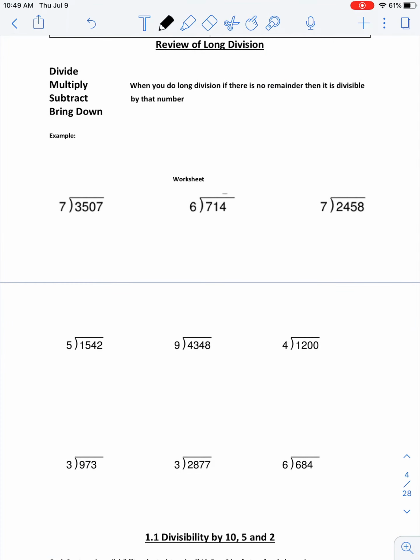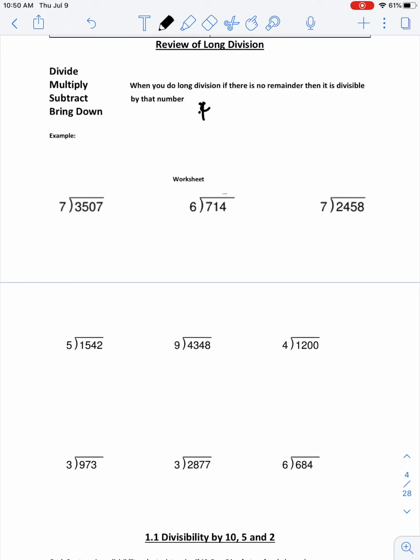Hello, this is lesson 1 of number relationships. I am going to start off first with a review, and then we'll get into the divisibility rules of 10, 5, and 2. So first I'm going to start off with an example.